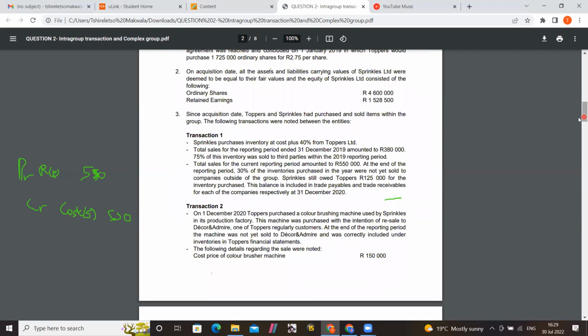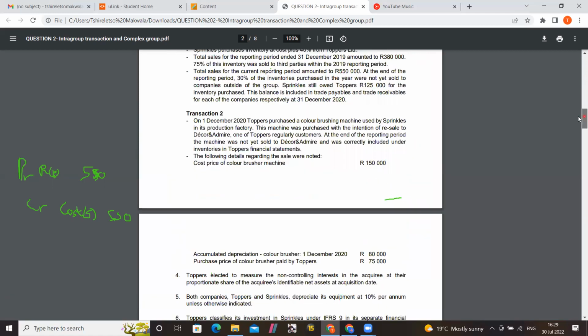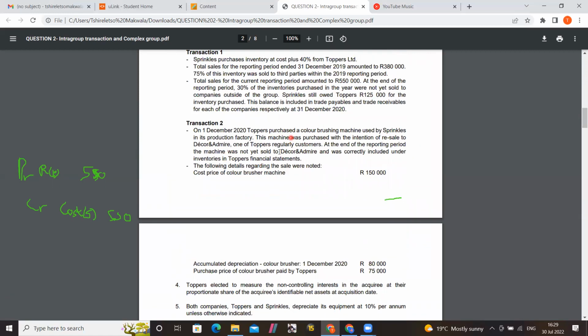And then okay, they said on 1 December 2020, so that's this year, one month before year end, the machine was purchased. It was used by Sparkles and purchased with the intention of resale to one of Topper's regular customers. At the end of the reporting period, the machine was not sold yet and was correctly included under inventories. So for Topper, this machine is inventory. We are given the cost price of the machine, the accumulated depreciation, and the purchase price by Topper. So now we have to think of this.